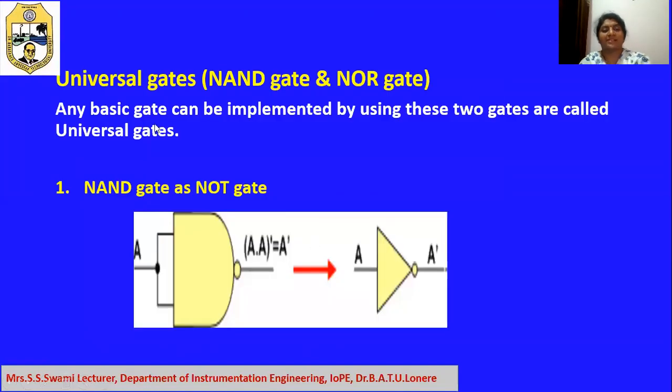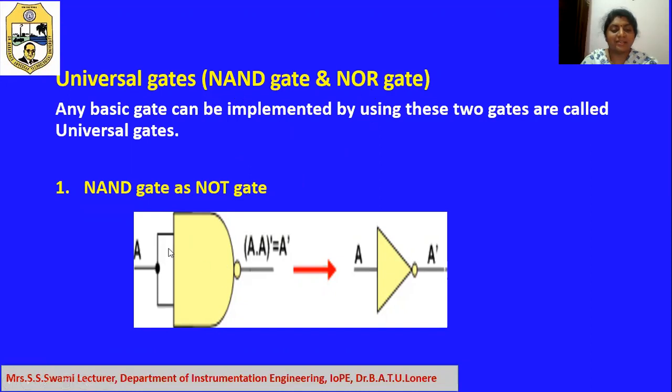Now universal gates. NAND and NOR gate. Why these are called universal gate? Because any basic gate can be implemented by using this NAND and NOR gate. First, we will see NAND gate as NOT gate.